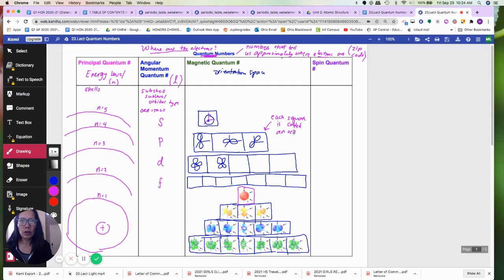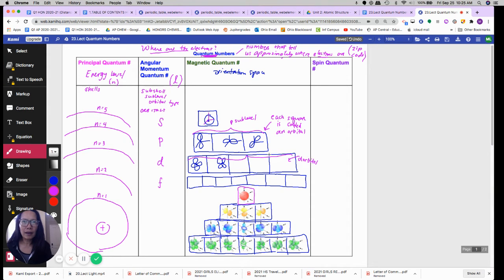An orbital. Okay, and then all the 3 squares is called the P sublevel. Okay, so this is a d orbital, and all of them is called a what? It's called a d sublevel. And this is an f orbital, and all of these are called the f sublevel.